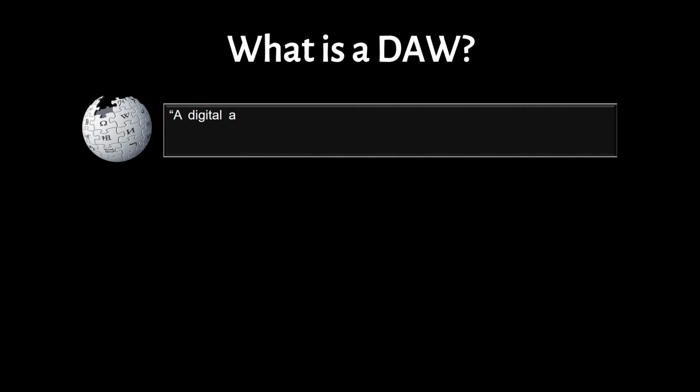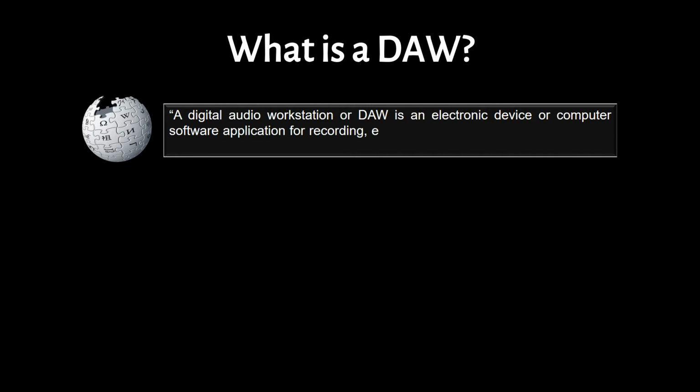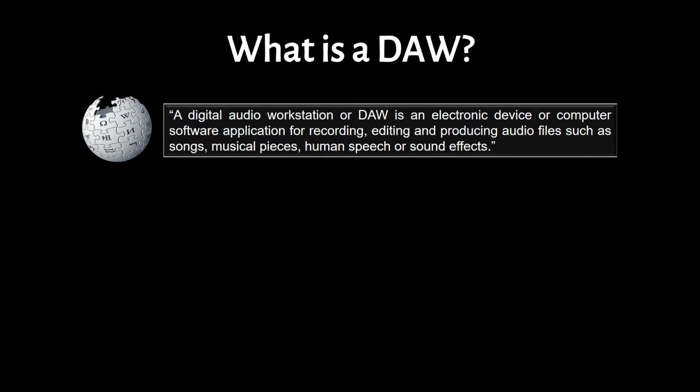So, what exactly is a DAW? Well, obviously, the best place to get completely accurate information that just can't be wrong is Wikipedia. And there's no one better to read you that information about digital audio than my good friend Stephen Hawking. A digital audio workstation, or DAW, is an electronic device or computer software application for recording, editing, and producing audio files, such as songs, musical pieces, human speech, or sound effects.